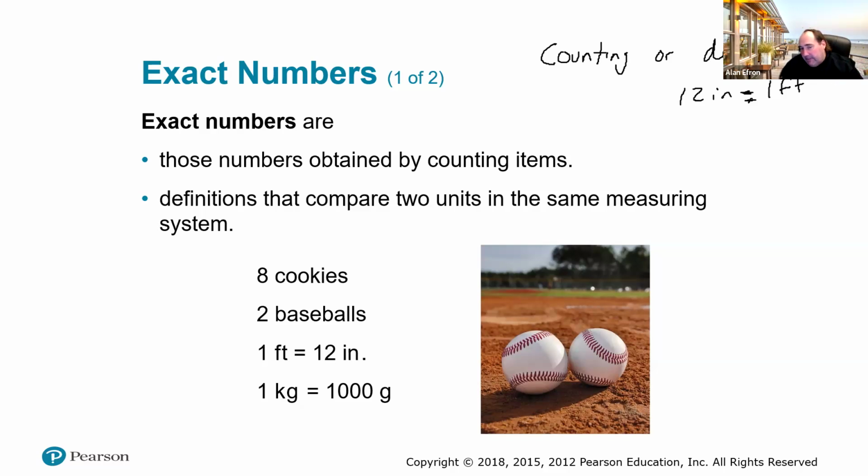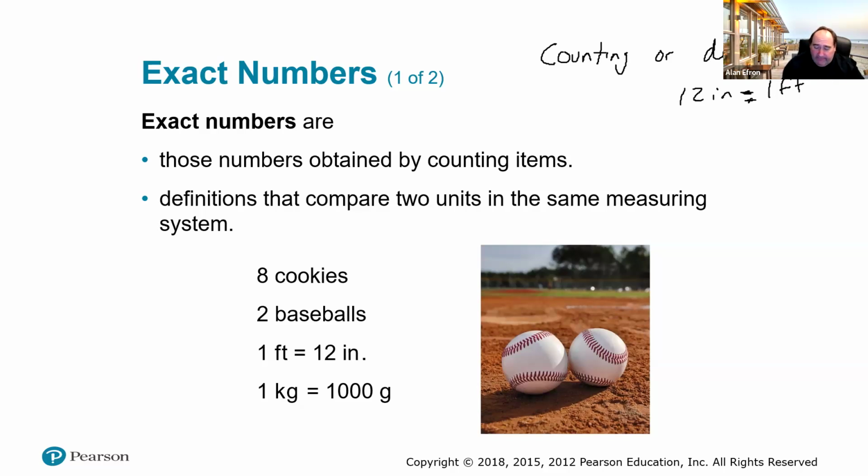Like our 2 baseballs that we see there on the screen, you're not going to try to figure out an experiment to figure out how many baseballs you got going on there. You're just going to simply go, I got 2 baseballs. I'm just going to count them. So exact numbers basically are achieved one of 2 ways: counting or by a definition. Probably in chemistry, the definition aspect of exact numbers is most often where you would come across them.